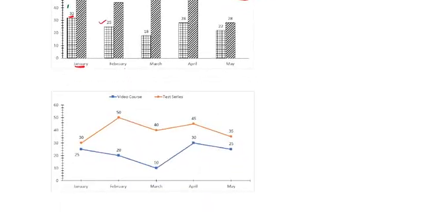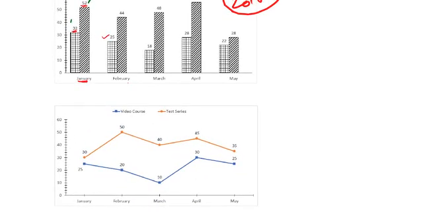What about the line graph? Here video course is denoted by the blue line, test series by the orange line. How do we calculate? Suppose January: the video course is 32 and the increment from 2016 to 2017 is 25%. To calculate the video course revenue in January 2017, take the 2016 video course revenue 32, 25% more, which means into 5 by 4.